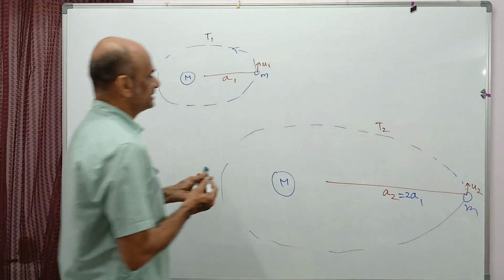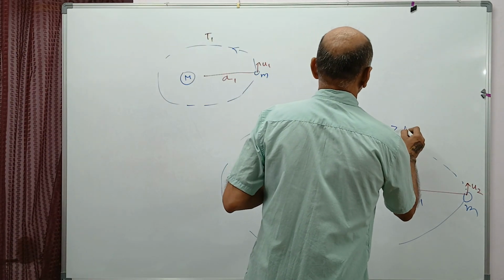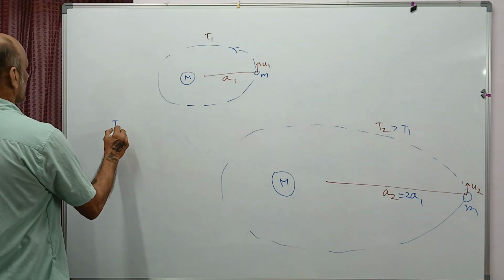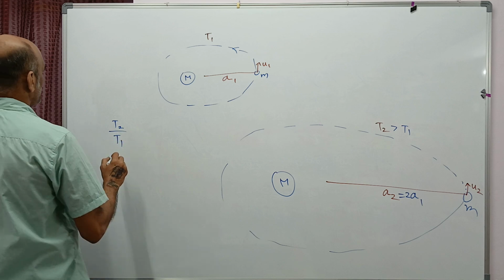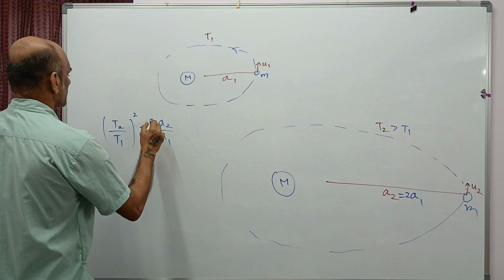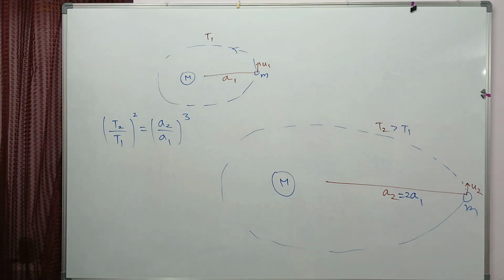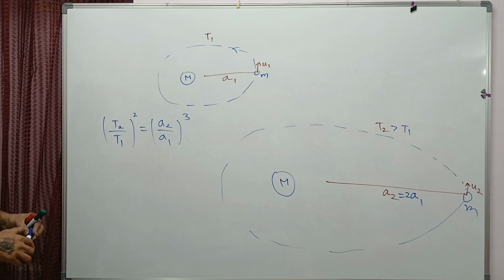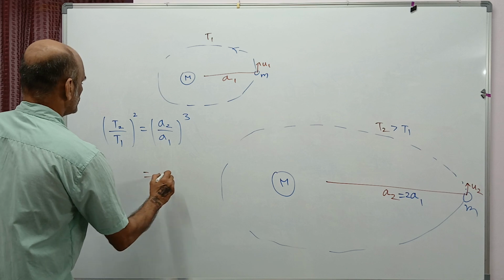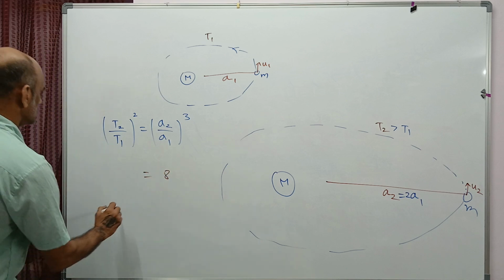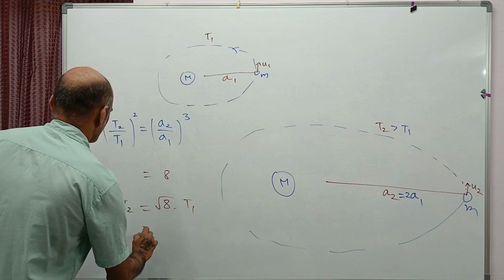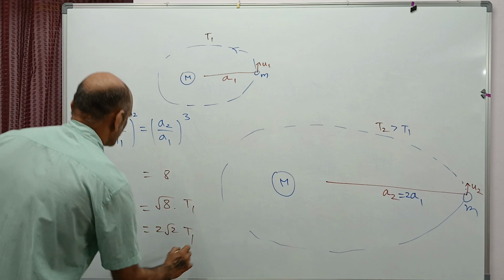We can expect this t2 to be greater than t1, but by how much? So it follows the relation (t2 by t1) square equals (a2 by a1) cube. This is also from observations made by Kepler. So in this particular case where the size of the ellipse has doubled, it will be 2 cube, which is 8. So t2 is square root of 8 into t1, which is 2 root 2 times t1.